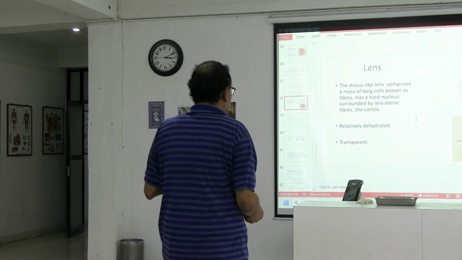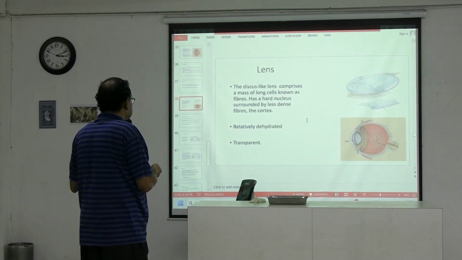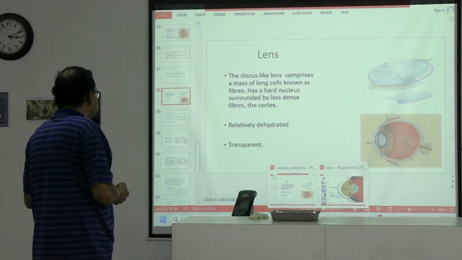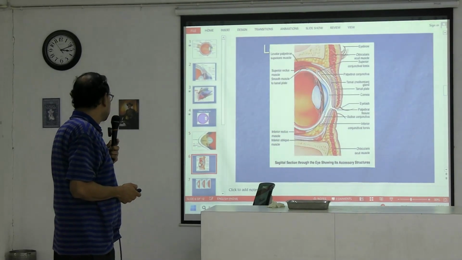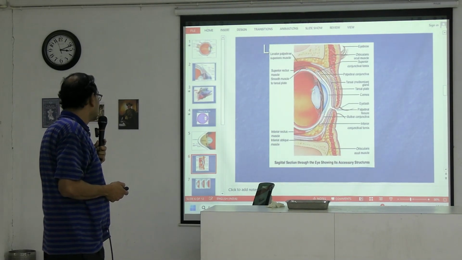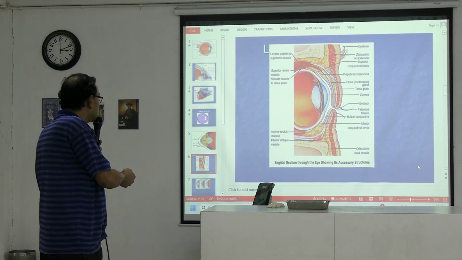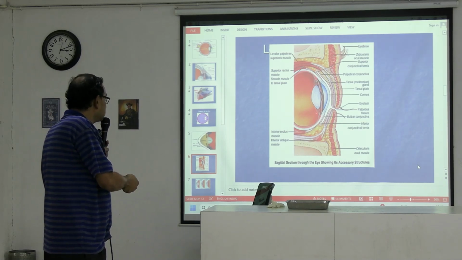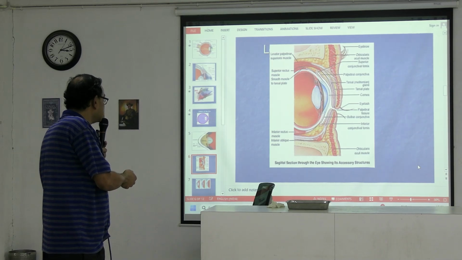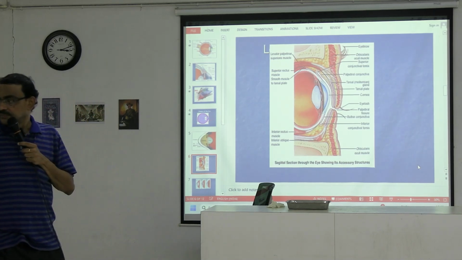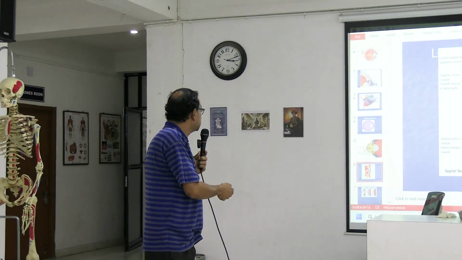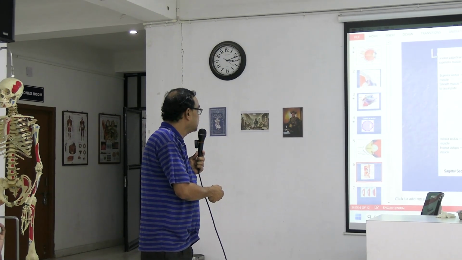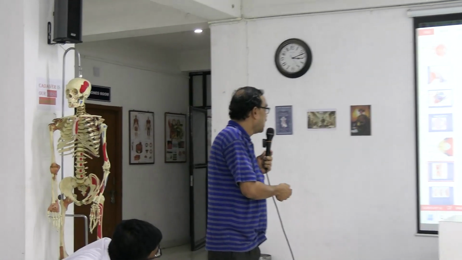Both the surfaces are convex. So this is what we can get. The posterior surface, this is the anterior surface. Posterior surface is more convex and it is accommodated within a fossa which is called hyaloid fossa. There is a hyaloid canal which is present during the embryonic period, through which the hyaloid artery actually enters and supplies the lens.